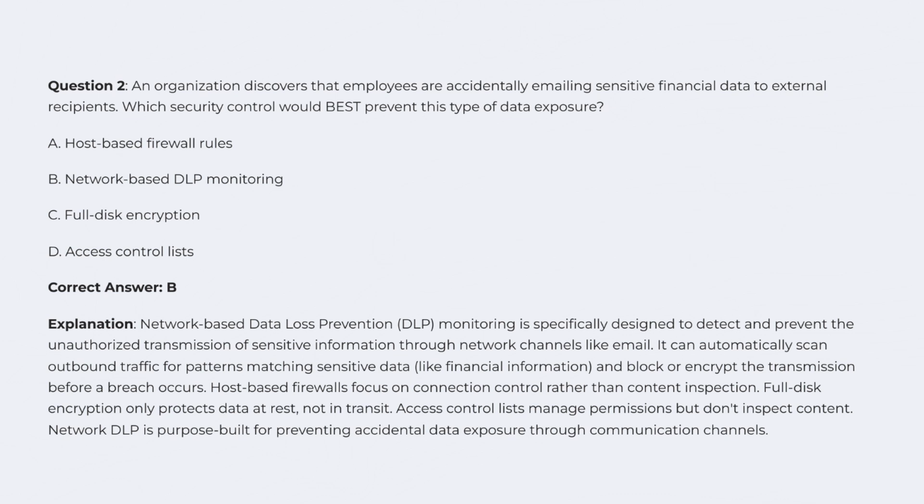Full disk encryption only protects data at rest, not in transit. Access control lists manage permissions but don't inspect content. Network DLP is purpose-built for preventing accidental data exposure through communication channels.